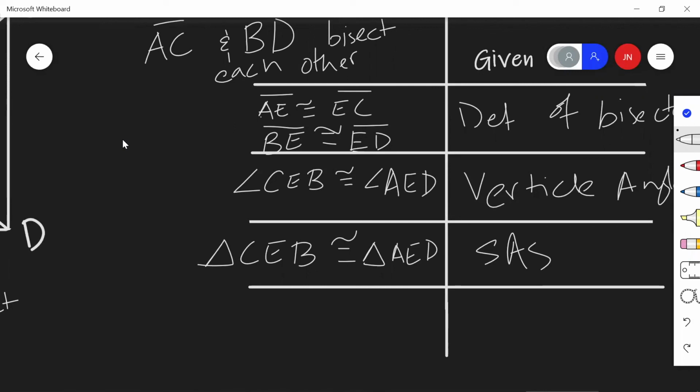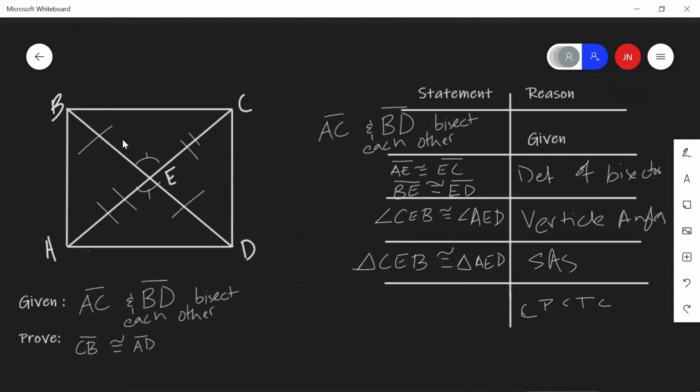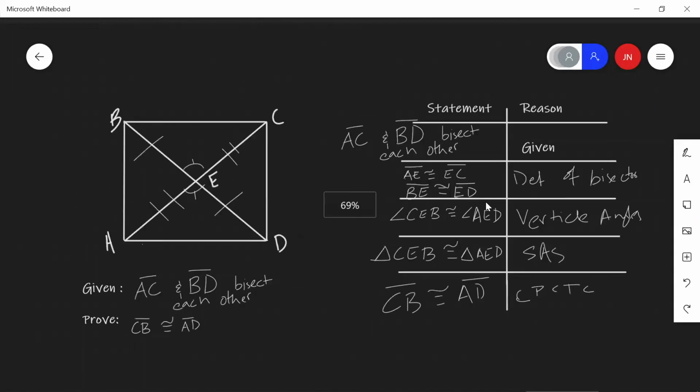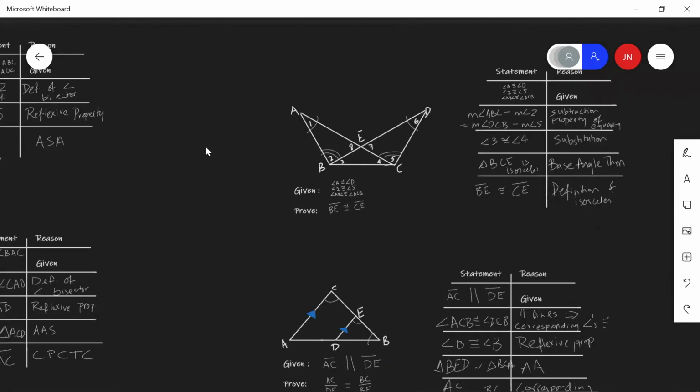Finally, using the CPCTC theorem, the corresponding parts of congruent triangles are congruent, we can state that CB and AD are both congruent. That about wraps it up for this session on geometric proofs. Again, this is all based off of certain postulates in geometry.